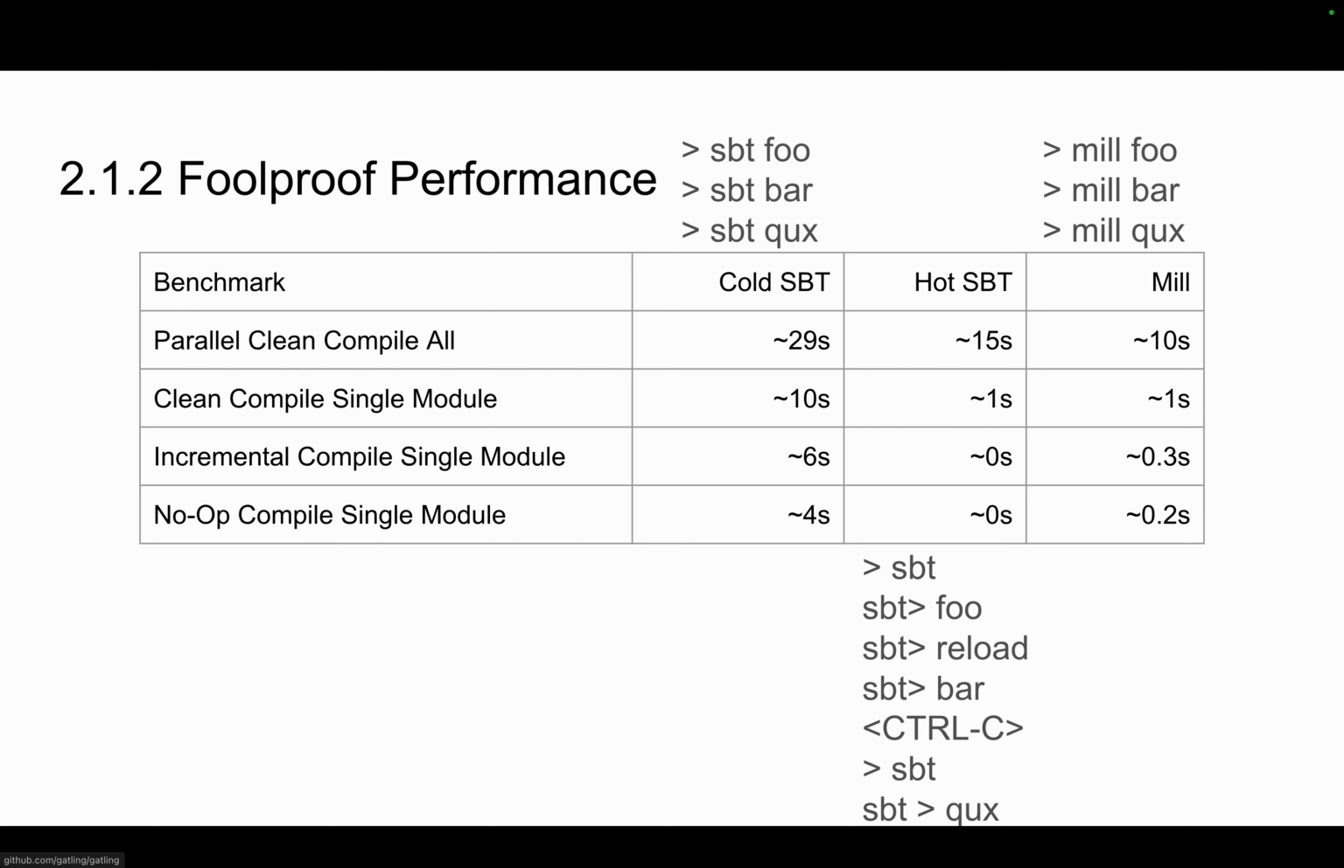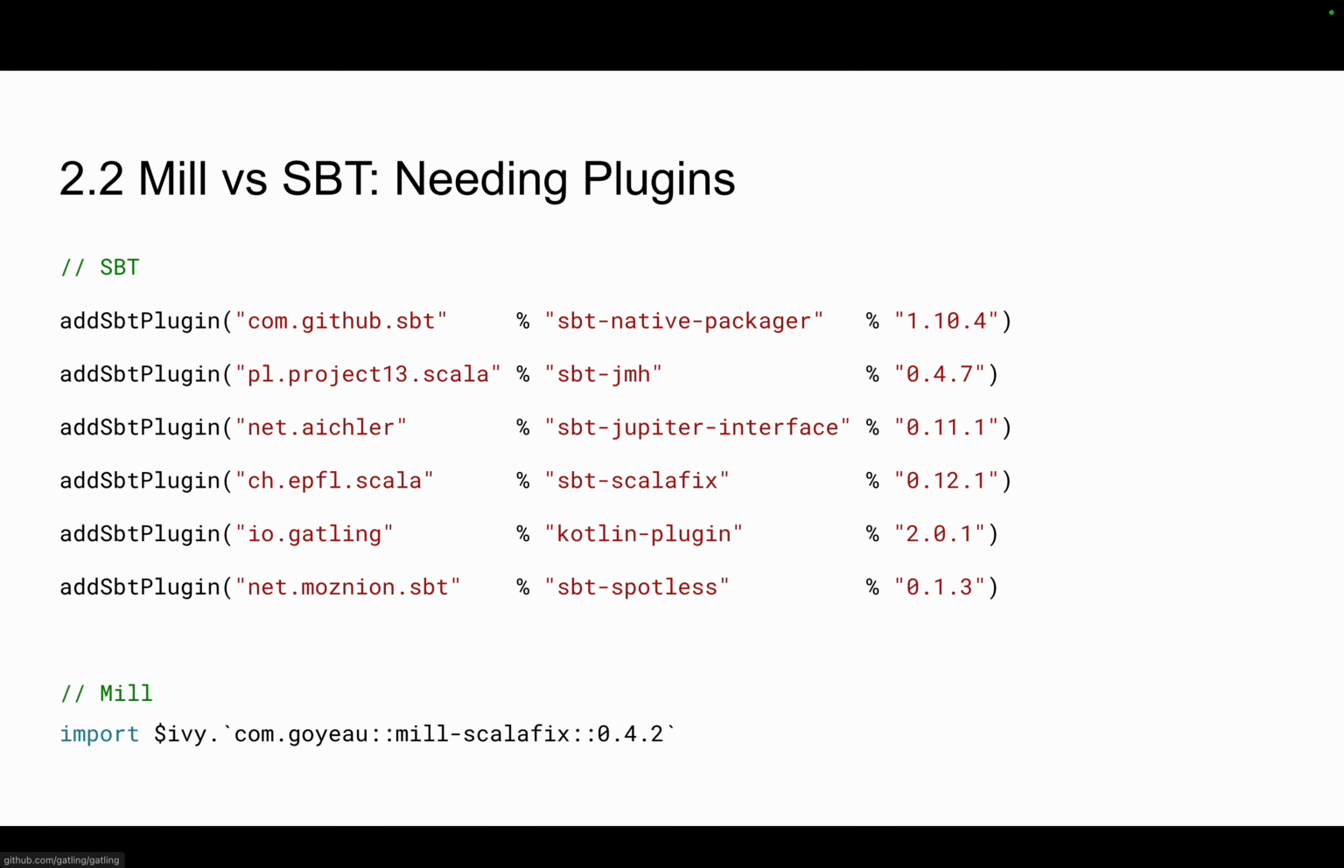So that's kind of the point of what I mean by foolproof, in that with Mill, you don't need to worry about configuring a build tool or using a build tool correctly to get good performance. It's not faster in SBT, but it's just easier to get the good performance out of it than it is using a traditional SBT build system.